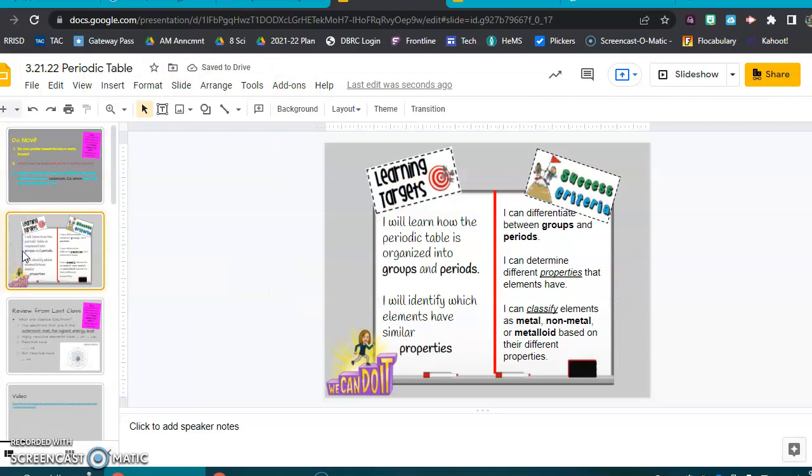So today we're going to learn about the periodic table, how it's organized into groups and periods. I will identify elements with similar properties, and I can differentiate between groups and periods. I can determine properties. I can classify metals.